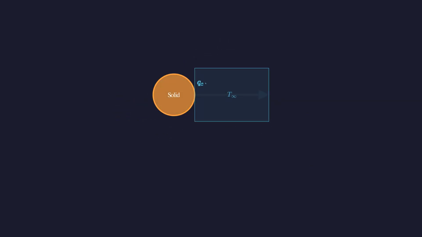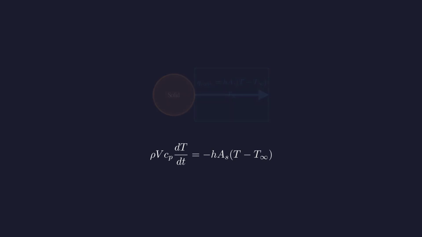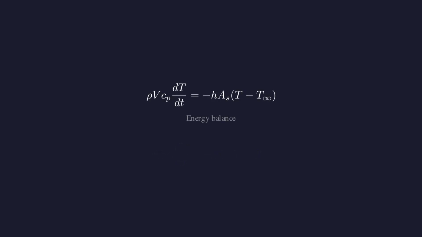Apply the first law of thermodynamics to the solid. The rate of energy stored equals the rate of heat leaving by convection. The energy stored in the solid equals ρ times V times Cp times dT over dt. Setting this equal to negative convection gives us our ODE. Substituting θ equals T minus T infinity simplifies it further.